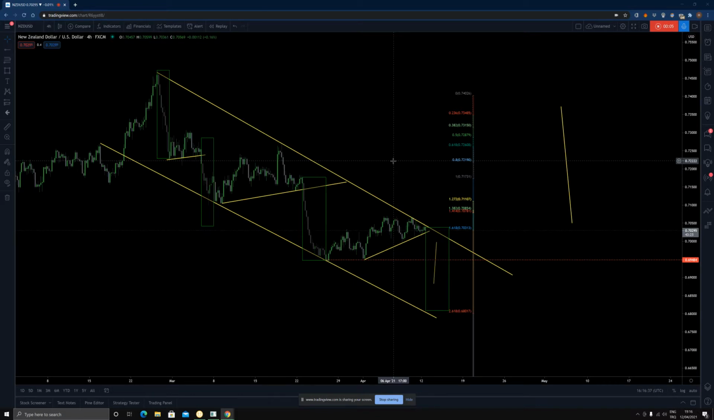Today I would like to talk about New Zealand dollar US dollar, okay? Which is a nice potential pattern it's forming, and I would like to explain it to you guys.